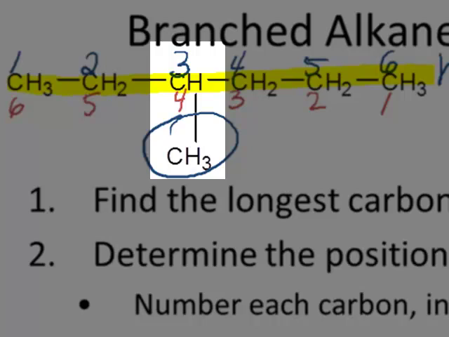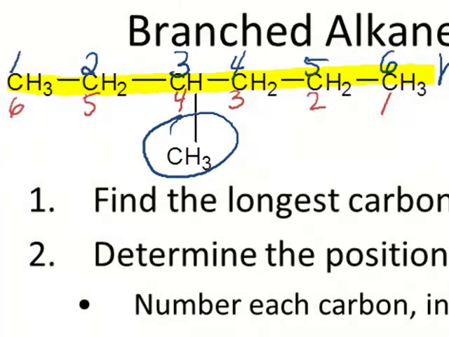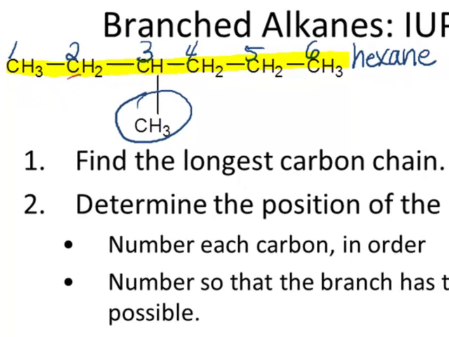I always want to choose the system of numbering so that the branch is at the lowest number possible, regardless of whether I have to start on the left or the right. And once I choose that system, I'm going to use that for numbering all my branches. Obviously, in this case, the 3rd carbon is a better choice than the 4th carbon. So I want to use those numbers on top, not the numbers I had written on the bottom.